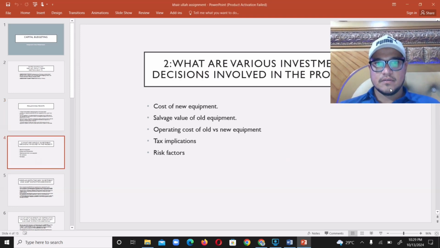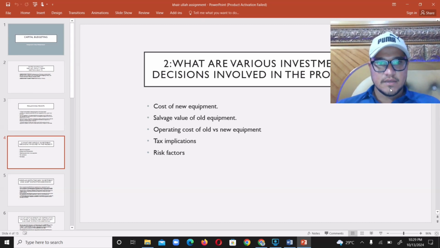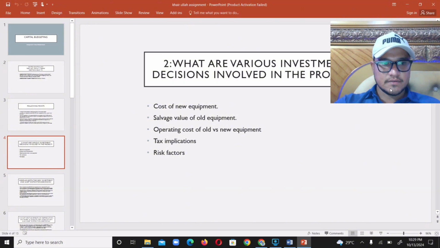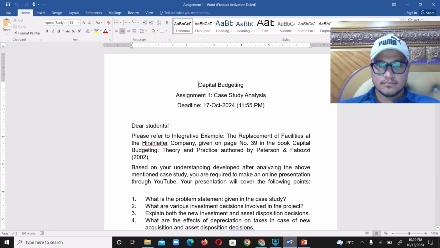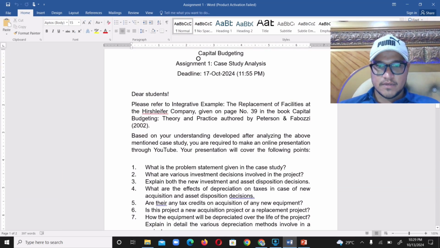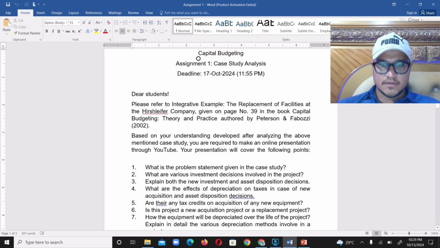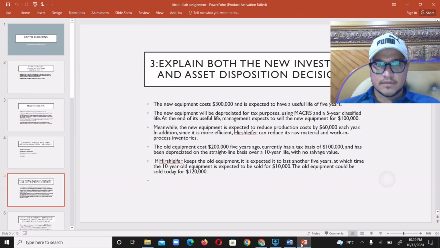Second question is, what are the various investment decisions involved in the project? Cost of the new equipment, salvage value of old equipment, operating cost of old versus new equipment, tax implications, risk factors. Question number 3 is, explain both the new investment and asset disposition decisions. So here we make the answer.